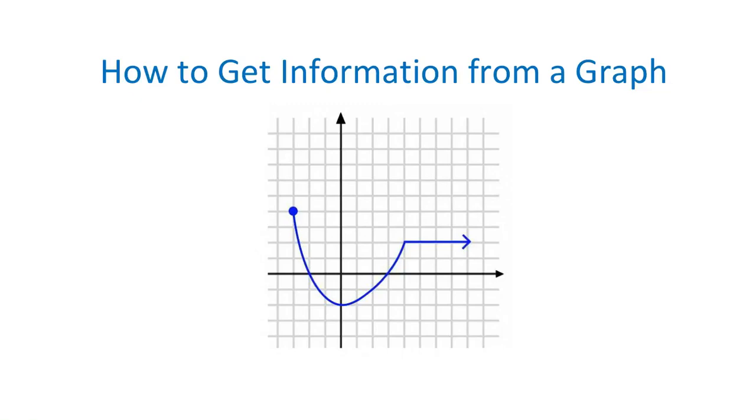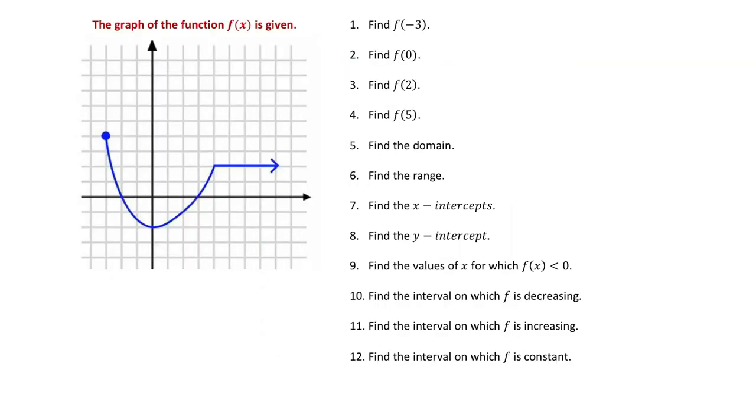In this video, we will see how to get information from a graph. So here we have the graph of the function called f of x. Looking at this graph, we notice a closed dot to the left and an arrow to the right. The closed dot indicates that the graph does not extend beyond this point and the point belongs to the graph. But the arrow indicates that the graph extends indefinitely to the right.